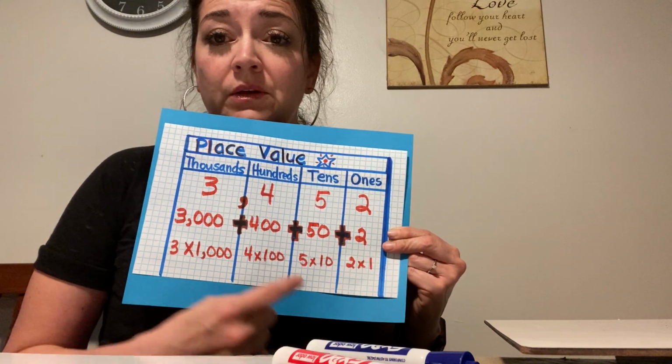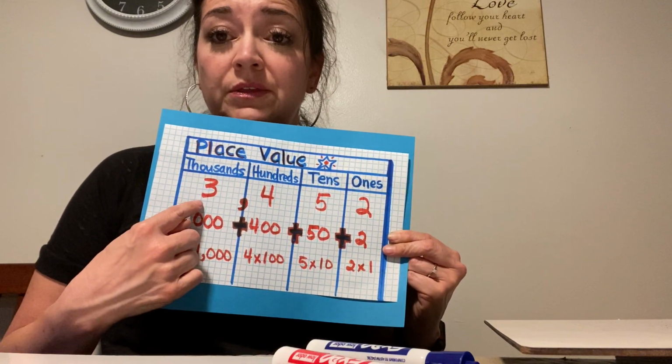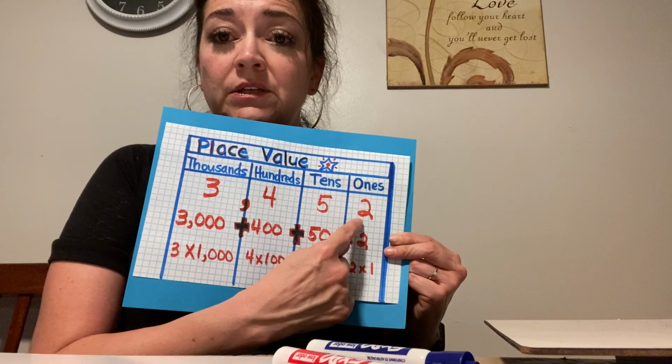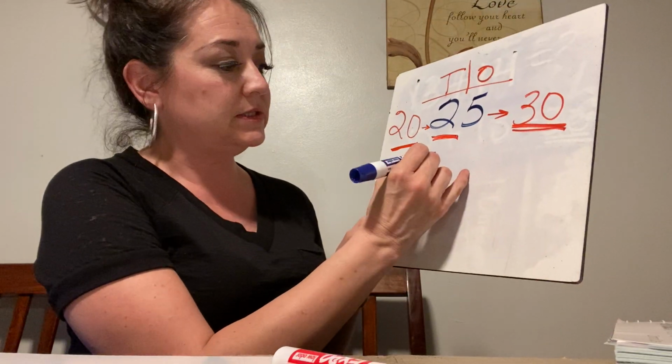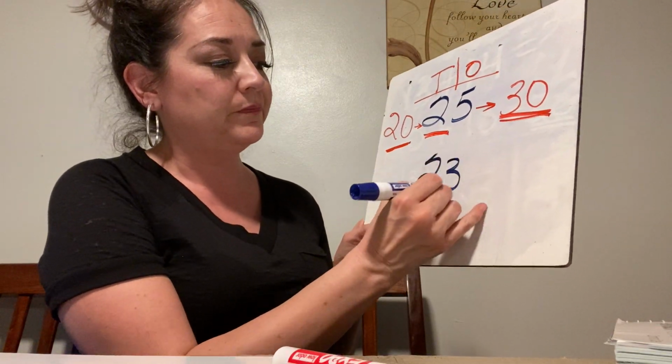3,452. We could read it up here the same way, 3,452. Okay, so that's a reminder of place value. It's really important when you're rounding numbers. So let's take another number which is close to this one we just did. So let's do 23 now.